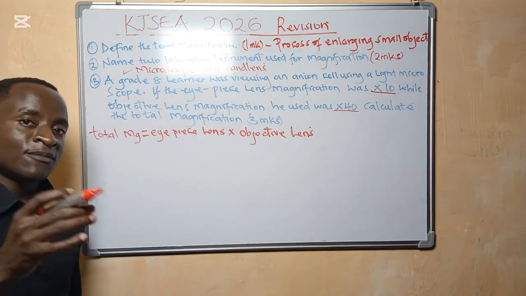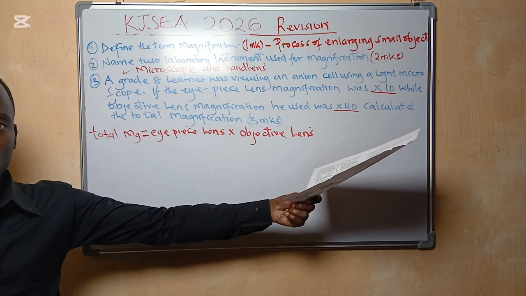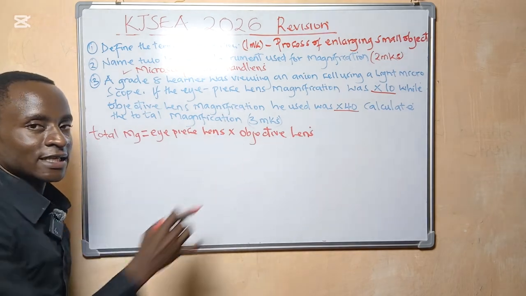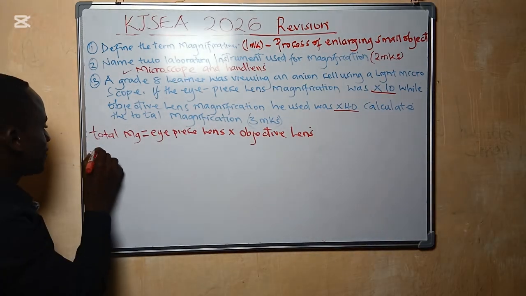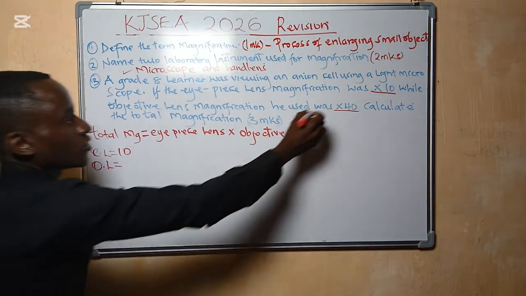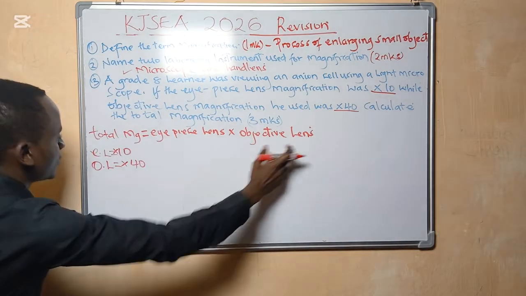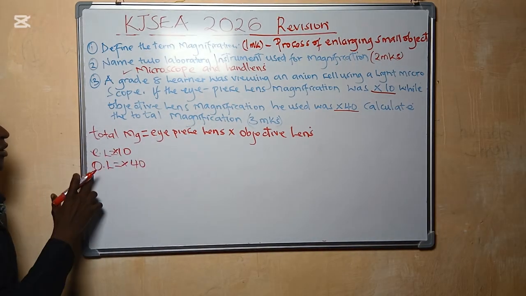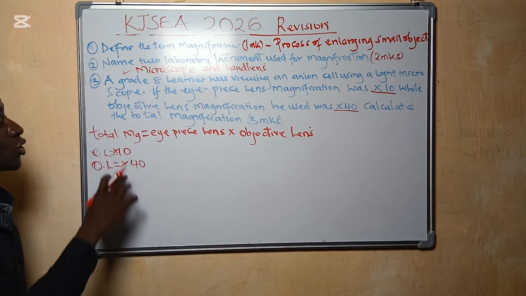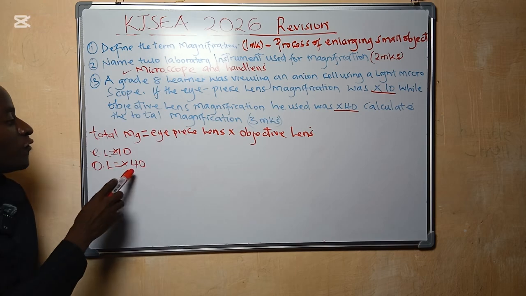Right? Remember we said that in the eyepiece lens, that's where we have the lenses that help us to enlarge the organisms or objects, right? So for the total magnification, the total enlargement of that object, we take the eyepiece lens and the objective lens, right? Now for our case here, our eyepiece lens is equal to 10. Then our objective lens is equal to times 40, right? This times 10 means this lens is able to enlarge this object 10 times. Times 40 means this lens is able to enlarge the object 40 times.